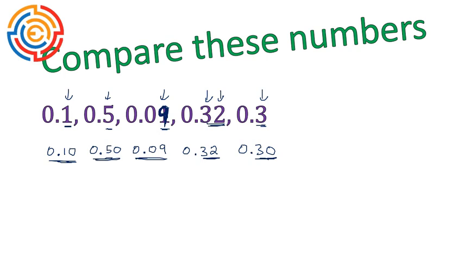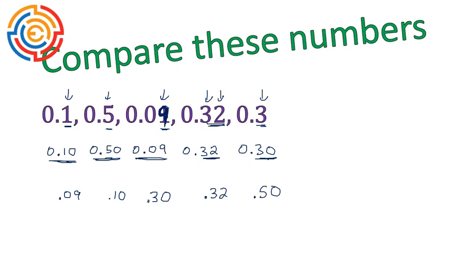Now it would be easy for us to put them in order. 9/100, and then 10/100 or 1/10. Then we would have 0.30 or 30/100. 0.32 and 0.50.